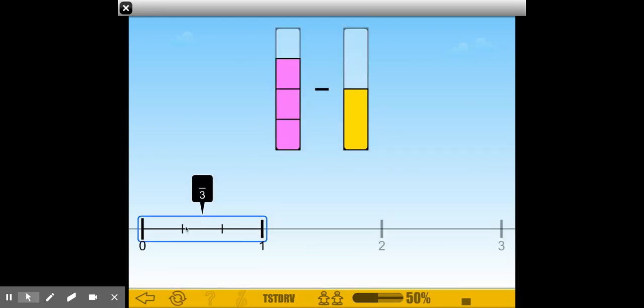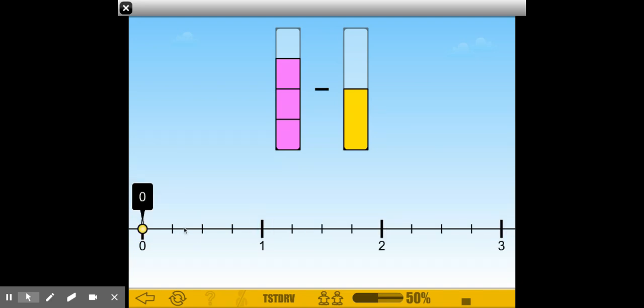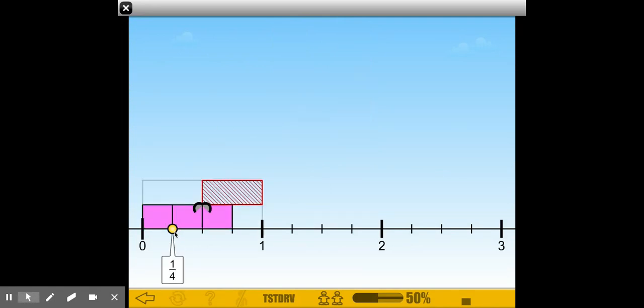Now 4ths and halves. So we can divide the whole thing into 4ths. We'll start with 3/4 minus 1/2. And remember, 1/2 is equal to 2/4. So that would give us 1/4 as our difference.